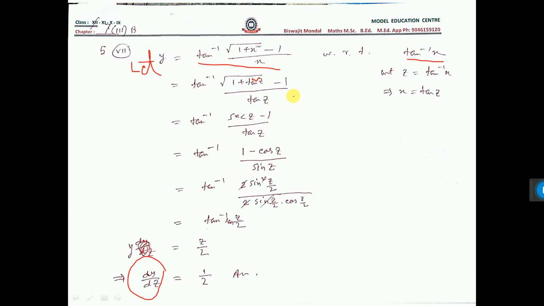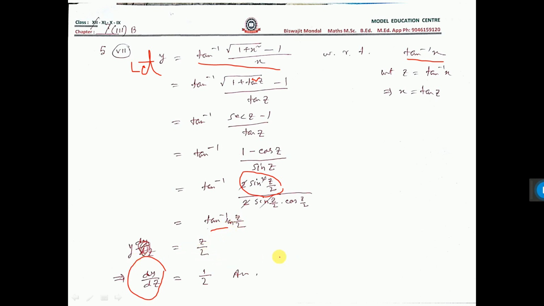Now, 1 minus cos z formula is 2 sin square z by 2. This is the submultiple angle formula. 1 minus cos z equals this. Sin z can be written as 2 sin z by 2 cos z by 2. Now sin z by 2 and sin z by 2 cancel. So sin by cos, that is tan z by 2, is left. Now tan inverse and tan cancel, z by 2 is left.